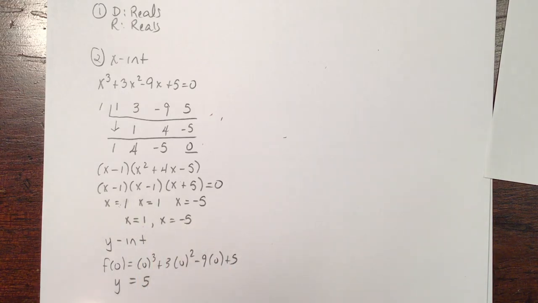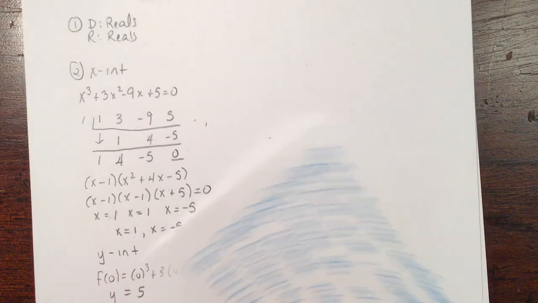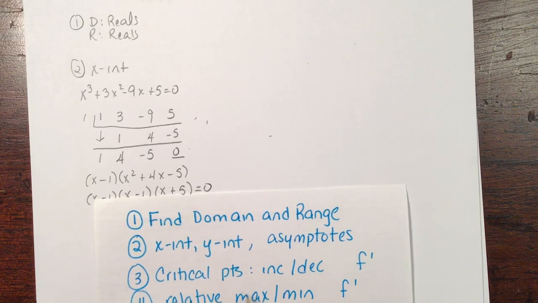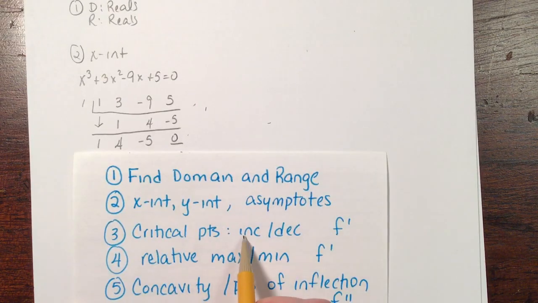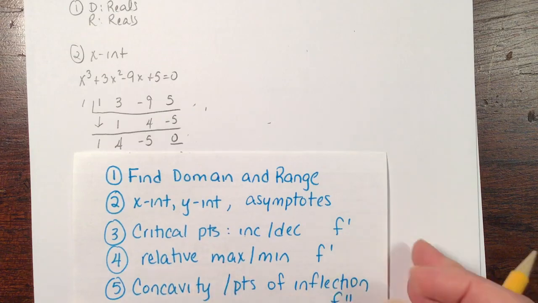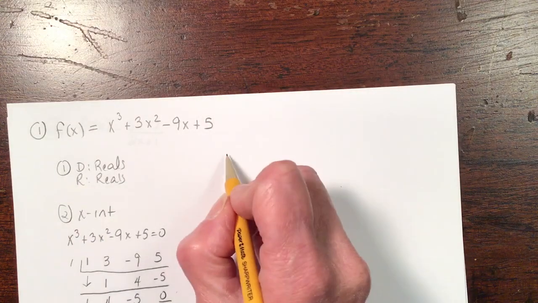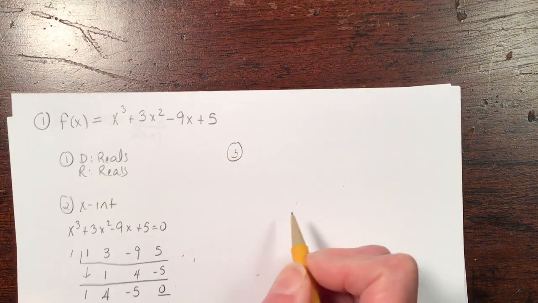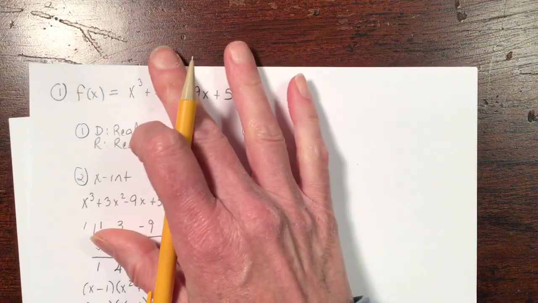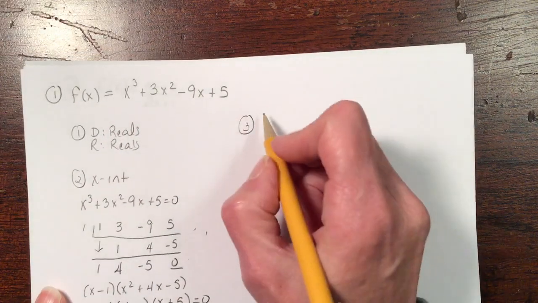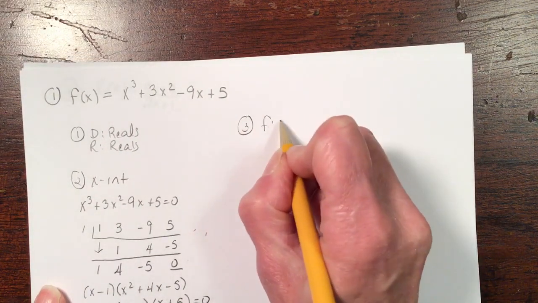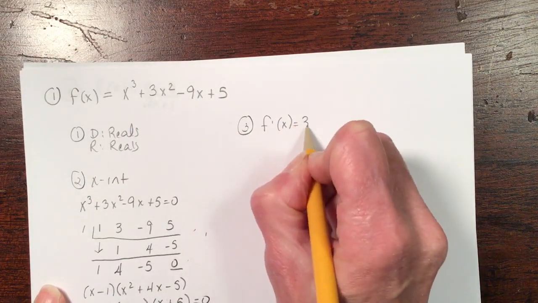The next thing we're going to do is talk about finding the critical points and identifying the intervals where the function is increasing and decreasing. And we're also going to identify any relative maximum or minimum values. So to get the critical values, I have to go back up to my function and take the derivative. Since it's a polynomial, it's real easy.